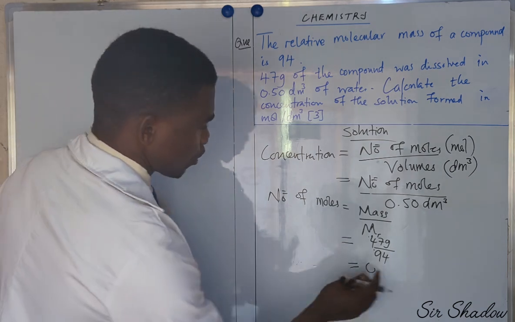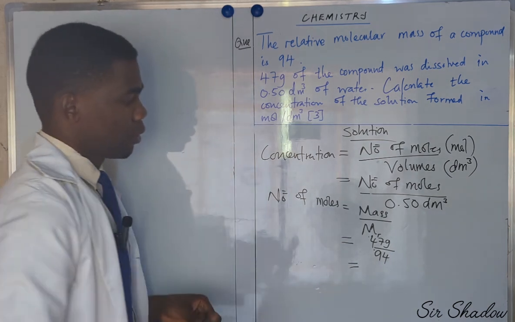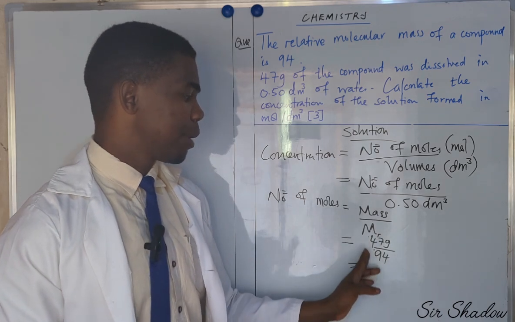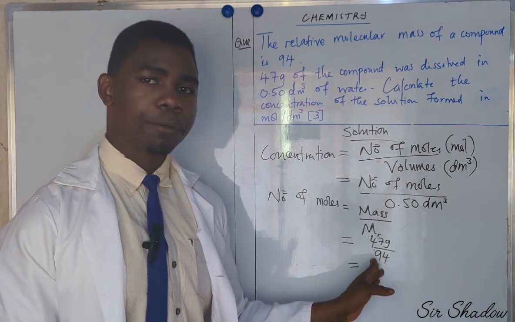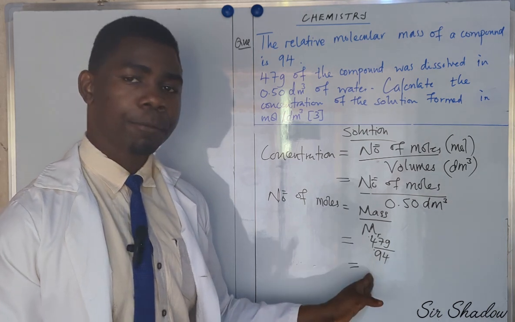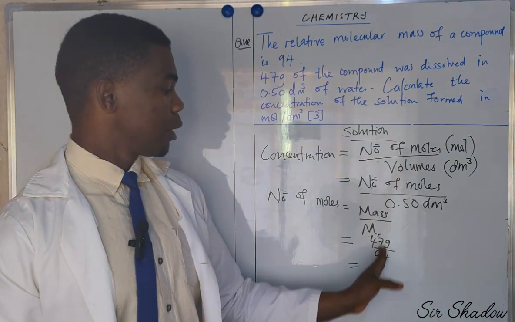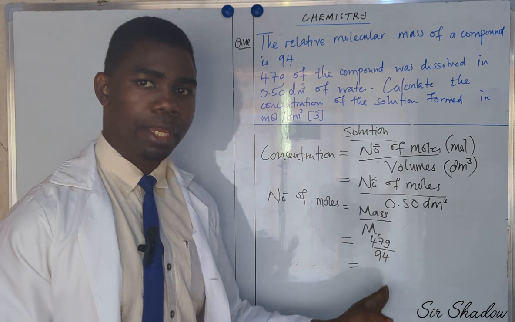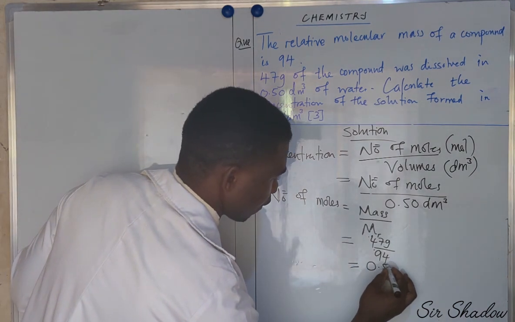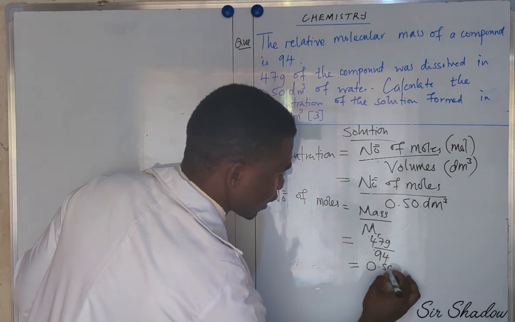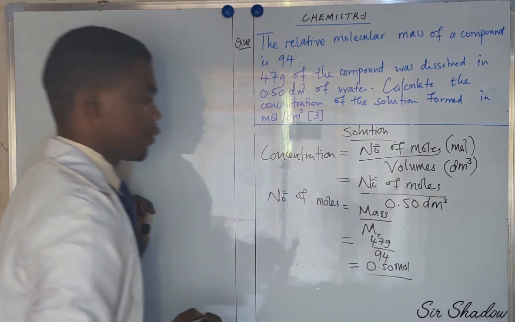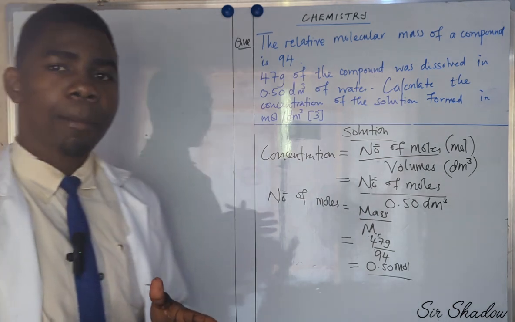All right, so if you divide 47 by 94, remember 47 is just half of 94, or you can use your calculator. If you reduce, you get half here. So this becomes 0.50, which is moles. These are the number of moles. So we managed to come up with the number of moles.